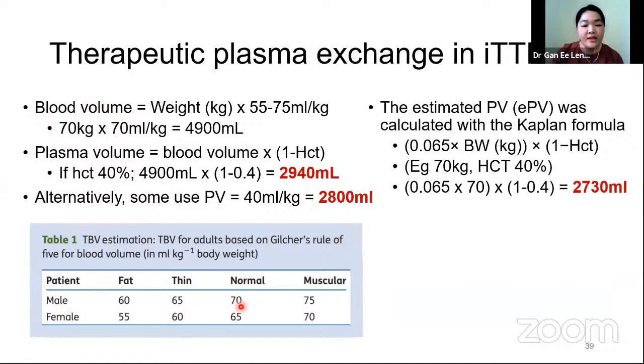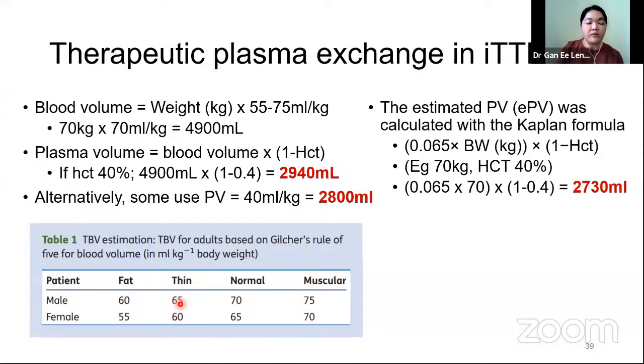Let's say we are seeing a 70 kilo male patient, normal, so I'll take 70 ml per kg. The blood volume for this 70 kilo gentleman is about 4.9 liters. Then the plasma volume is blood volume, which is 4.9, multiplied by 1 minus hematocrit. Let's say the hematocrit is 40. So 4,900 multiplied by 1 minus 0.4, which is 0.6, and you will get 2.94 liters.